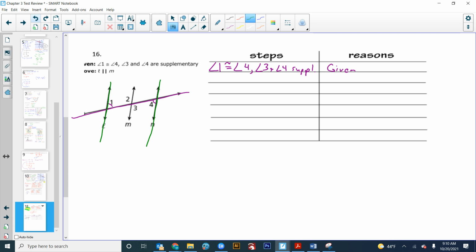Let's do this. Tally, go ahead. I said 2 is congruent to 3 because of the vertical angles theorem, and then I said M is parallel to N because of the converse of the consecutive interior angles theorem.